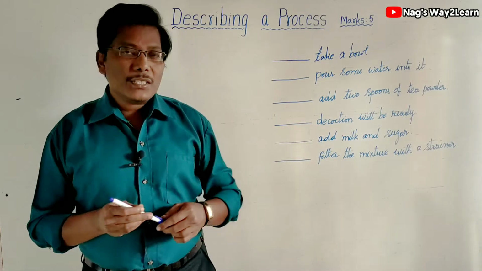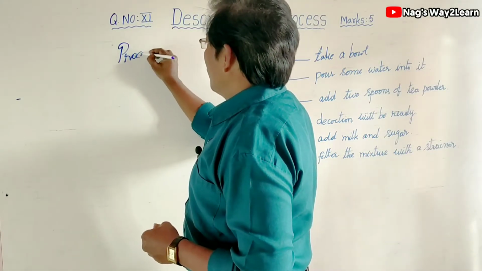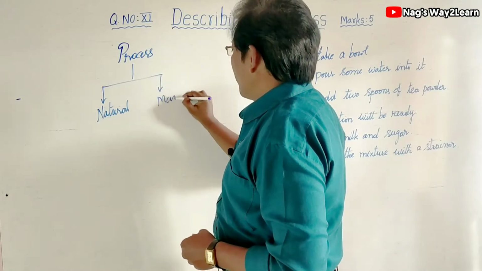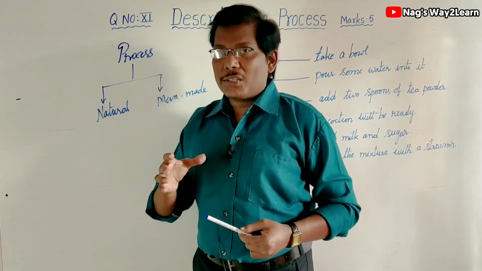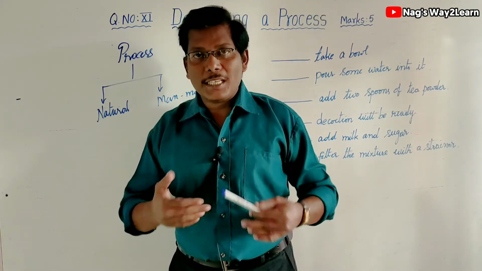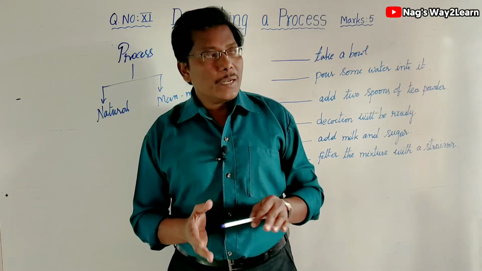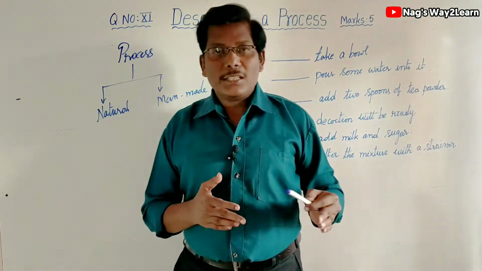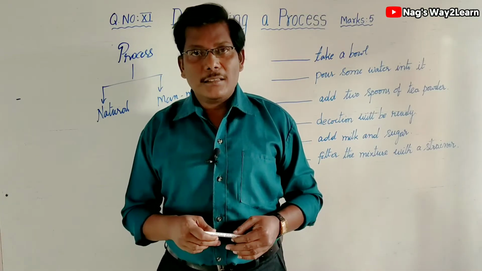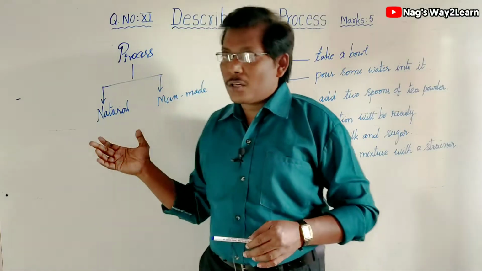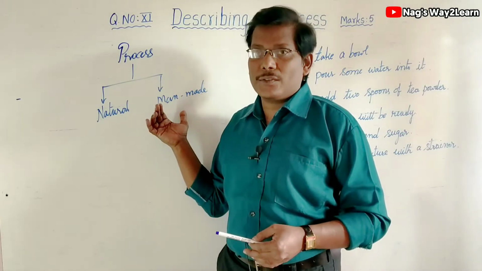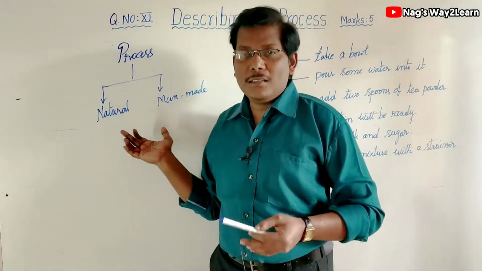Moreover, generally process is of two types: natural process and man-made process. Natural process means it takes place automatically, by itself. For example, the preparation of food in plants and trees is a natural process. How do trees and plants prepare their food? The plants prepare their own food by using carbon dioxide, water and sunlight. The process is called photosynthesis. So that is a natural process. But when we prepare food in our homes, that is called a man-made process. That means we do it ourselves. So process is of two types: natural process and man-made process.